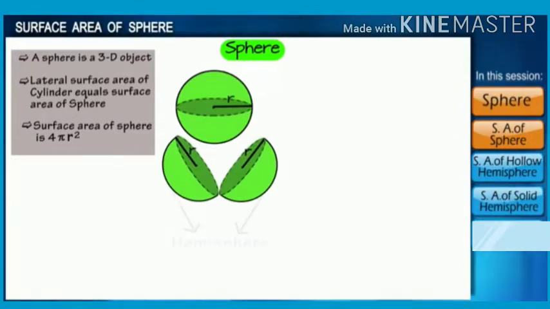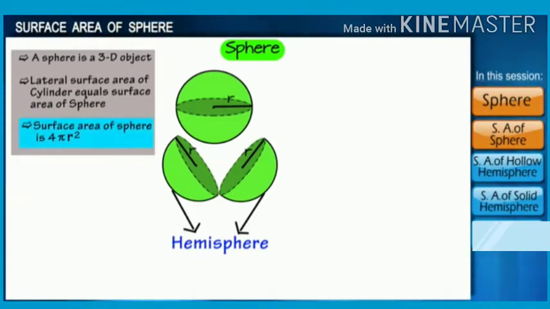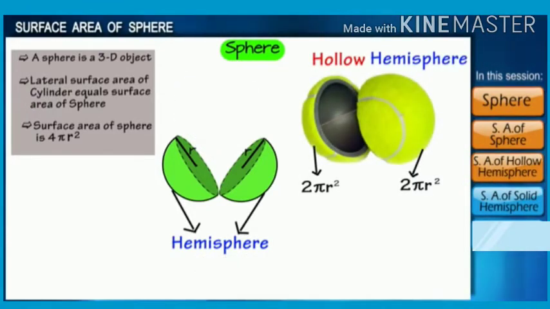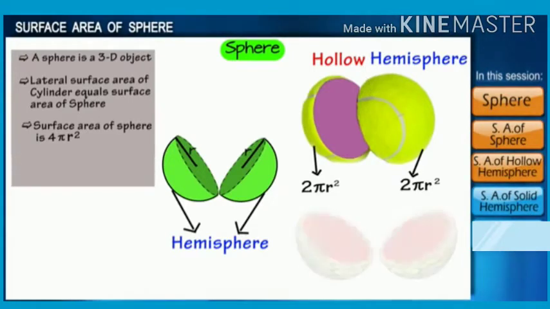Now if we cut a sphere into two equal parts, then each part is said to be a hemisphere. Now what will be the surface area of this? The surface area of this hemisphere will be 2 pi r square. But this is the surface area of a hollow hemisphere. If we cut a tennis ball into two equal parts, then we get the circular edge, not the circular surface.